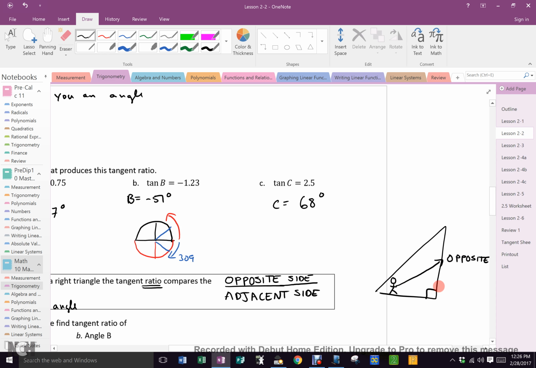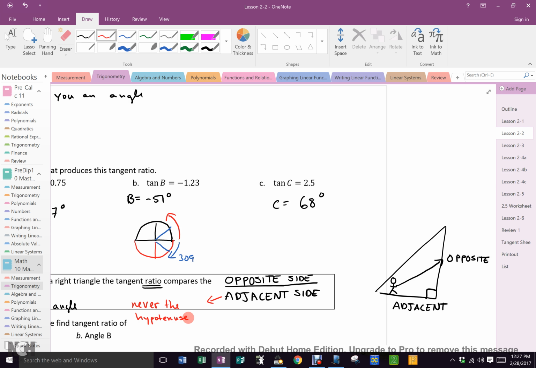Right? Where is my adjacent? There are two lines that are beside me. One of those lines already has a fancy name. Which line is it that already has a fancy name? The hypotenuse. So it's not the hypotenuse. This is the adjacent. So I compare the two. Does everybody understand? Adjacent is never the hypotenuse, because the hypotenuse doesn't get to have two special names. He already has one. Everybody good?